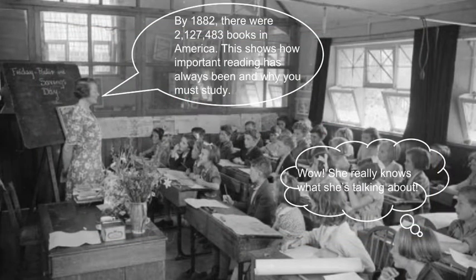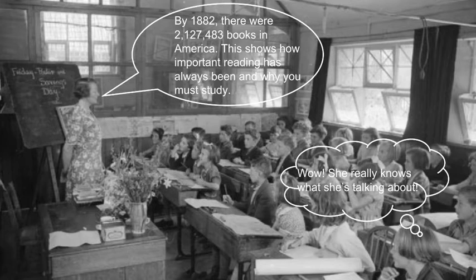Now we take a look at this classroom setting. The teacher says, by 1882, there were 2,127,483 books in America. This shows how important reading has always been and why you must study. The little girl down in the corner, she's thinking, wow, she really knows what she's talking about. But does she? This is an example of fake precision. There's no way that somebody could know that precisely the number of books in America in 1882. The teacher is using the specificity to give the illusion that she really knows what she's talking about, when in fact, that's fake precision. There's no way you could know that.